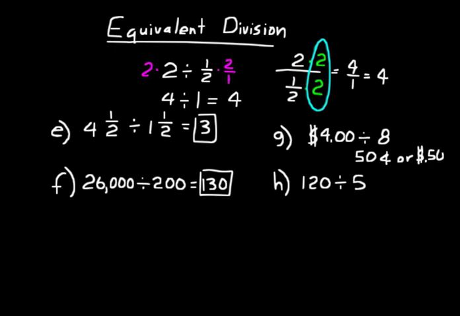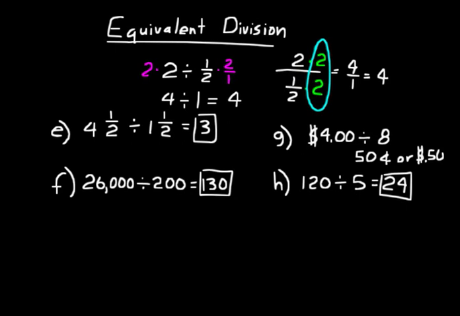And then on H, 120 over 5, well, what I would do there is multiply both of those by 2 and get an equivalent division problem of 240 divided by 10. Dividing by 10 is real easy. You just move the decimal place over. 240 over 10 would just equal 24. Just like 120 divided by 5 equals 24.